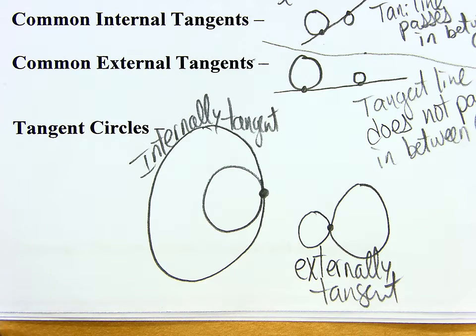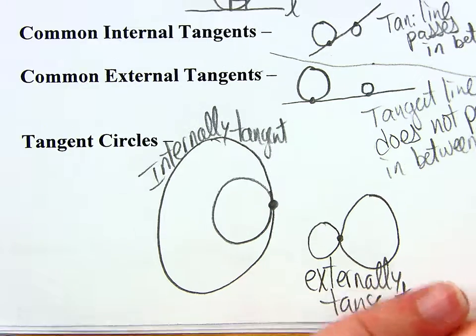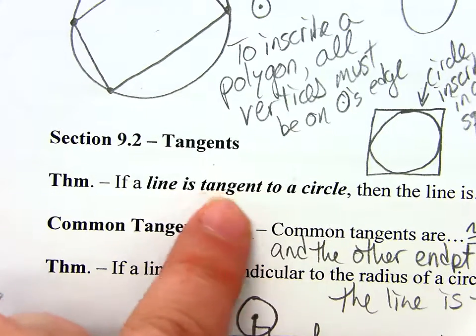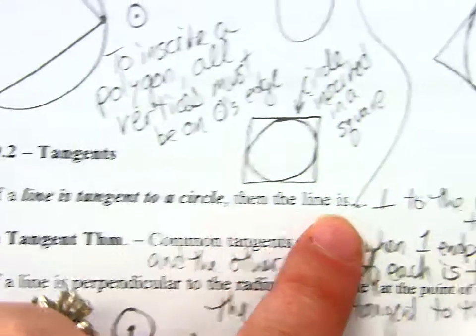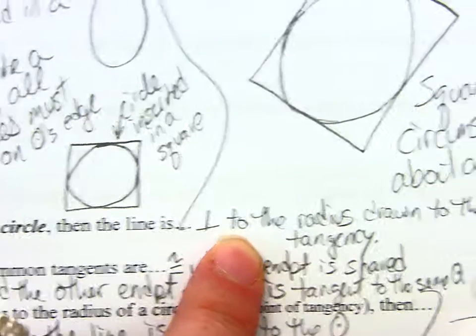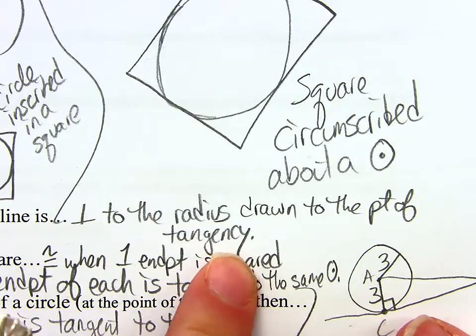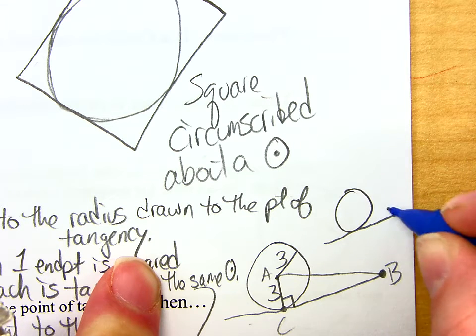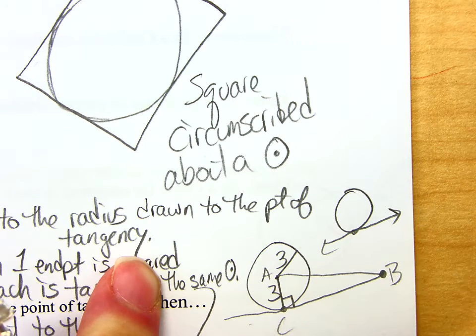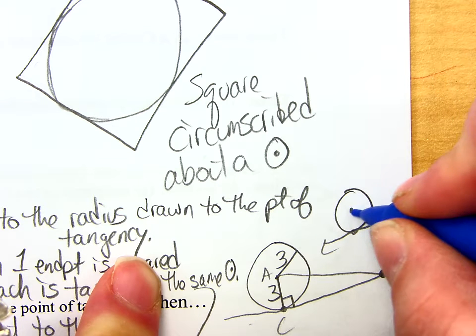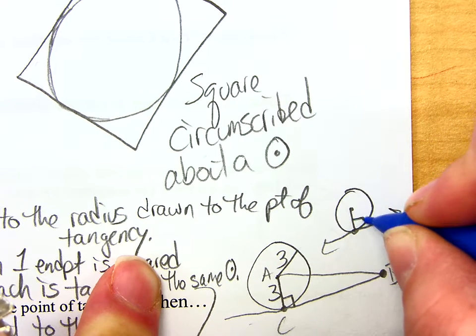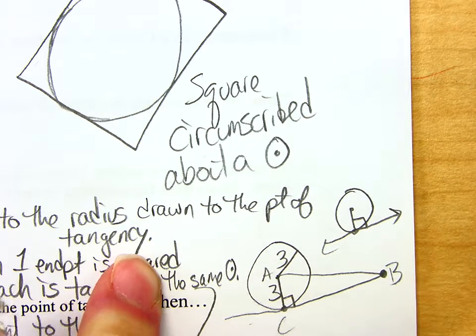And then just to make this video complete, I'm going to go back and reread this one theorem because I skipped over it. If a line is tangent to a circle, then it is perpendicular to the radius drawn to the point of tangency. What that's saying is if I have a line that I know is tangent to my circle, and I draw a radius to that point, or a diameter, it doesn't matter, you know that that's going to be a right angle. Okay? That's all that's saying.